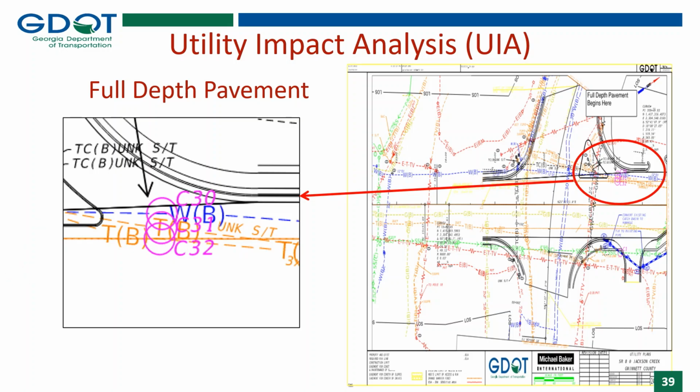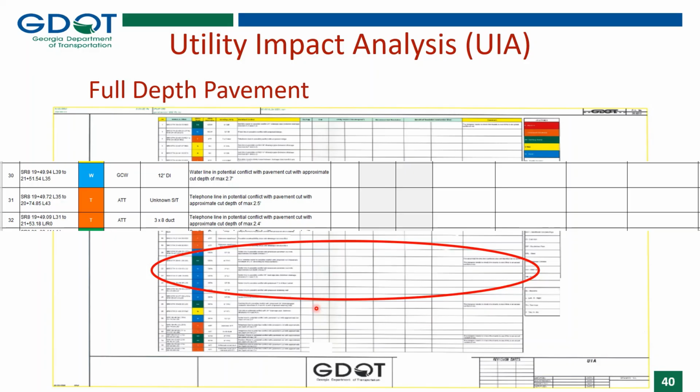How's this displayed in the UIA? Well, we see here that the water line starts at station 19 plus 49, similar to the others. However, the end station for the water line is at station 21 plus 51. For the first telecom, the end station is at 2074, and then the second telecom, the end conflict is at 2153. So that's why we use 3 different conflict numbers.